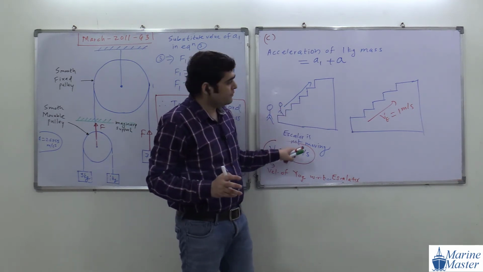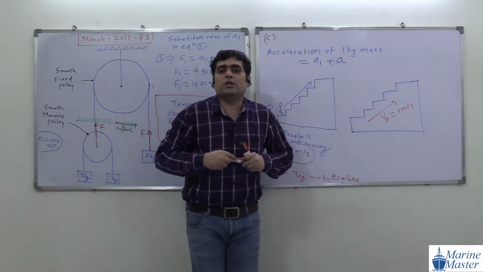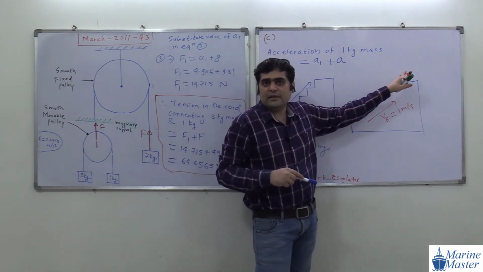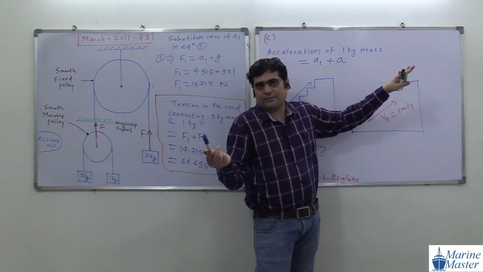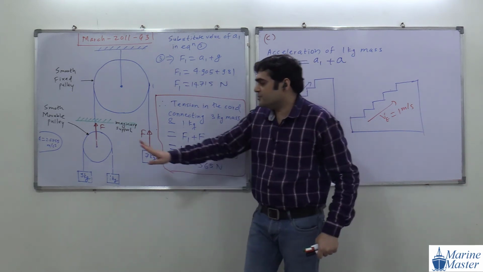The same example here: if the escalator is not moving, then velocity is 2 meter per second. The escalator is moving with a velocity of 1 meter per second. So what will be the total velocity of the person moving on the moving escalator? 3 meter per second, 2 plus 1. The same scenario is here also. Okay, guys, you got this point, everyone?